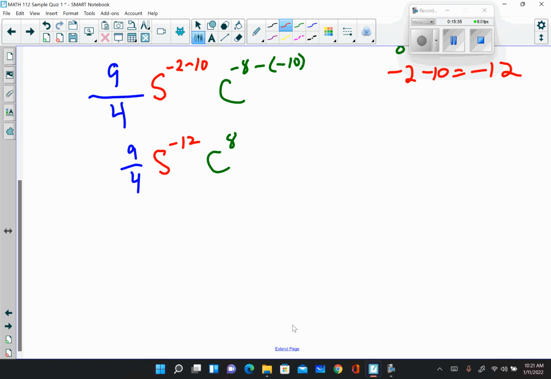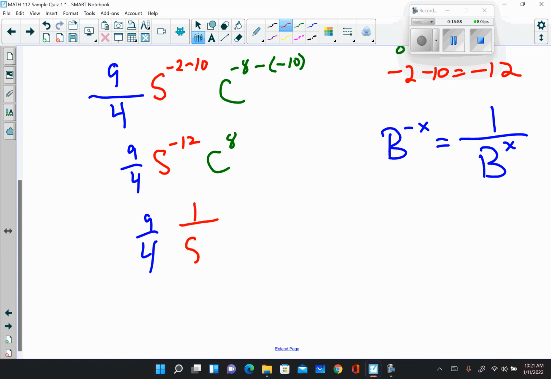When an exponent is negative, like in this red here, that always means, well, I'll tell you on the side here, a base with a negative exponent always means 1 over the same base with the same exponent, but it loses the negative. That's a rule. So we have our 9/4. S to the negative 12 means 1 over s to the positive 12. And c to the 8th is just that, c to the 8th.